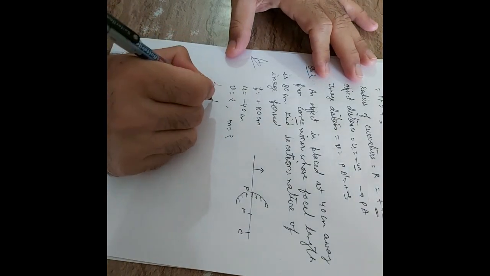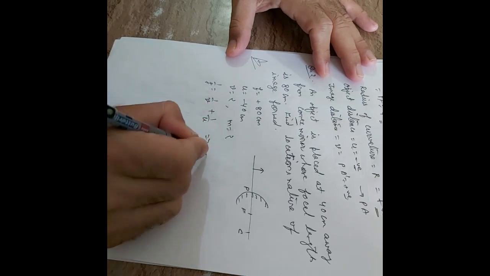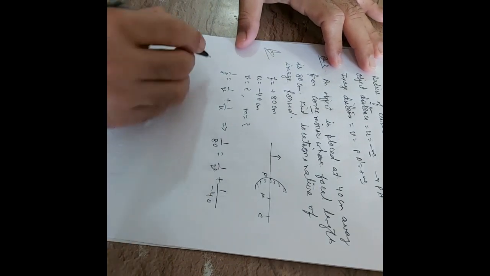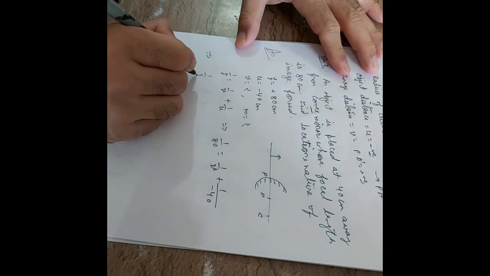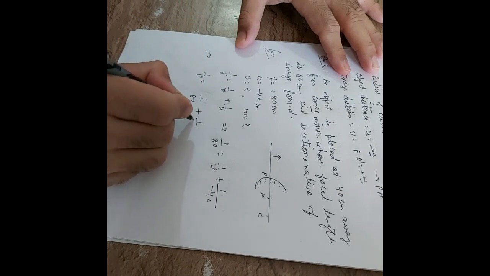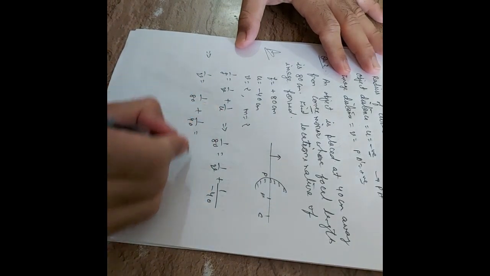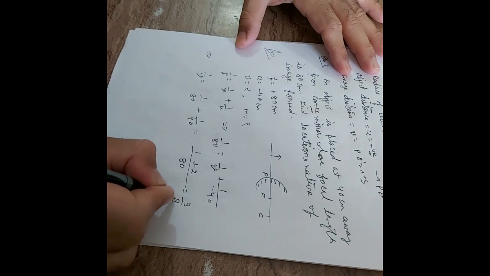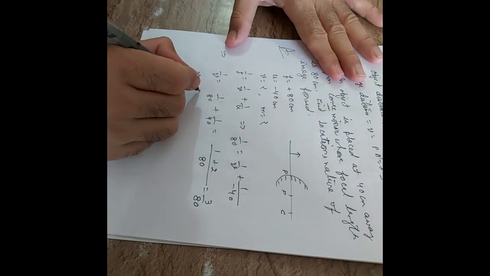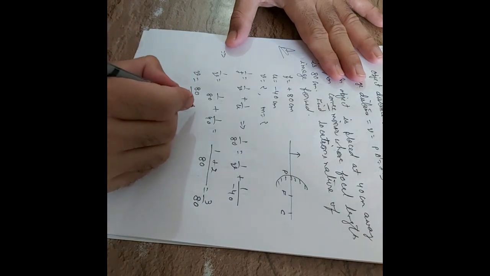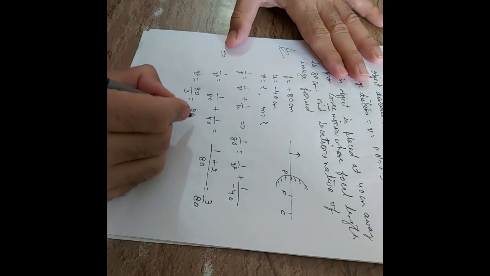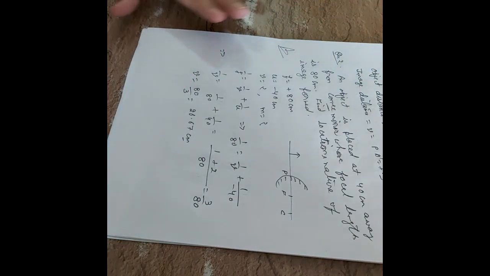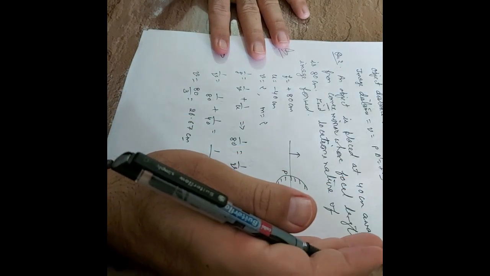Now 1 by F equals 1 by V plus 1 by U. Put in the values. 1 over 80 equals 1 by V plus 1 over U, which means minus 40. So what will be 1 by V? 1 by 80 plus 1 by 40. Why? Because when it goes there, it will be positive. So 1 plus 2, 3 by 80. So V equals 80 by 3. Can you solve this? It is 26.67 centimeter. Remember that V is positive, it means the image will be formed on the right hand side.